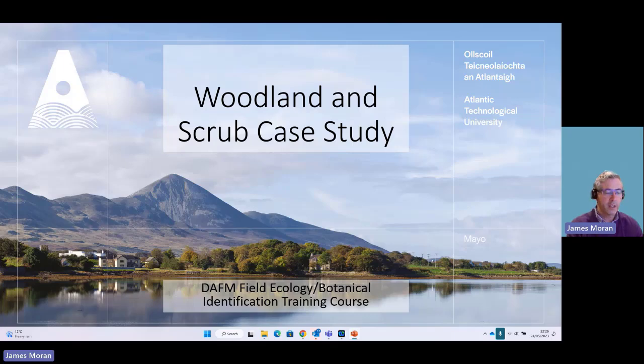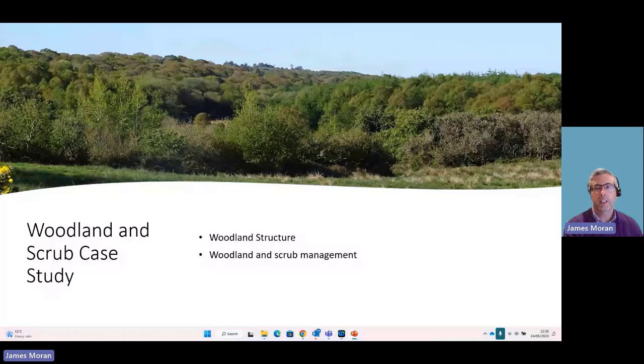The Woodland and Scrub case study in Module 5. In this presentation, we explore the woodland and scrub management encouraged under the Acres hybrid results-based approach.